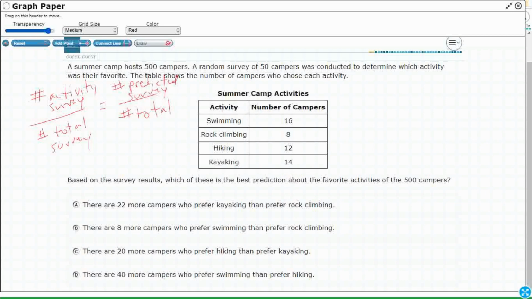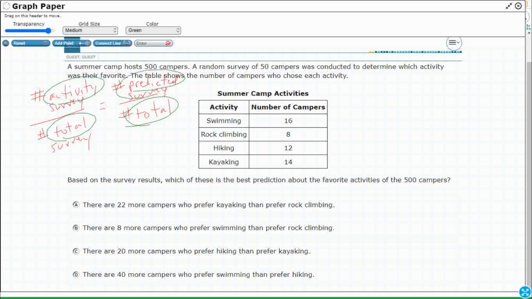So you notice here that when we're looking at our proportions, we want to make sure we have like terms, either within the same fraction, numerator, denominator, or side to side within each numerator or within each denominator. So the two totals are going to be in the bottom, and the two predictions for each activity are going to be right on the top.